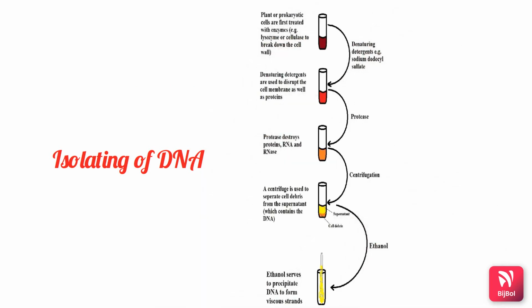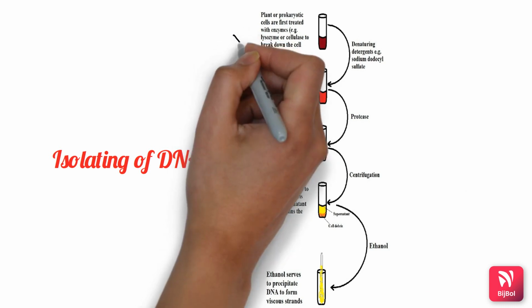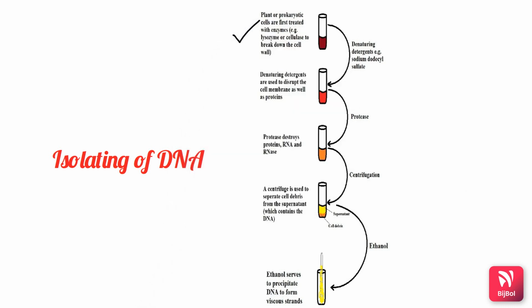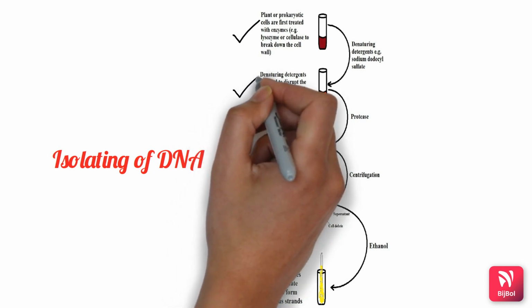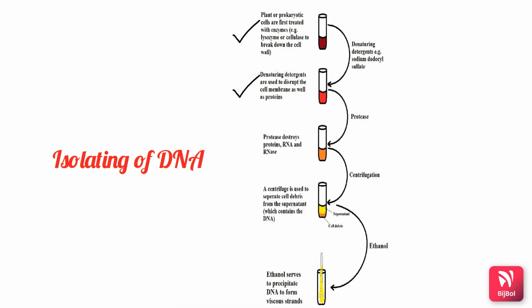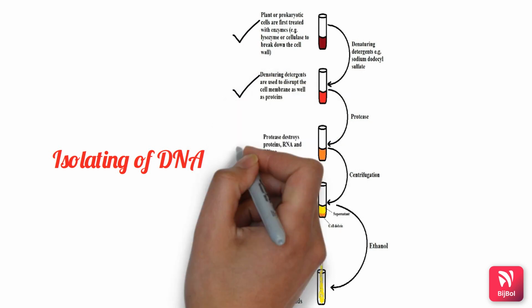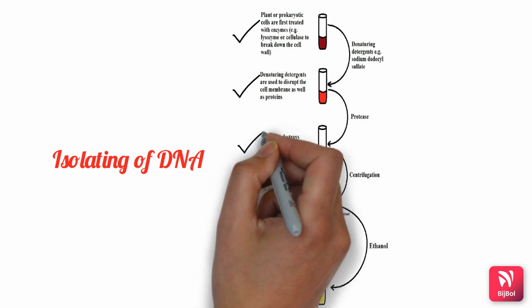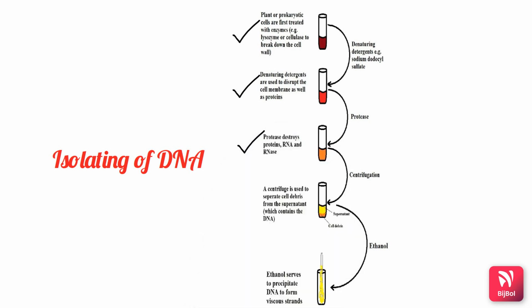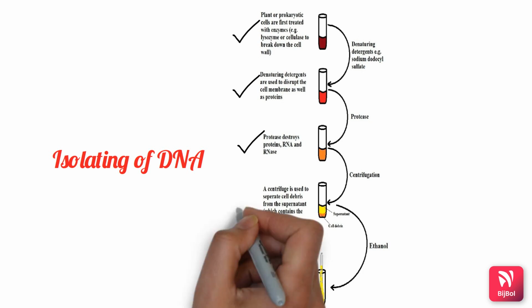In order to isolate the DNA from the cell, first of all the cells should be treated with enzymes called lysozyme or cellulase to break down the cell wall. After that, they are treated with denaturing agents which will disrupt the cell membrane as well as the proteins. Then they are treated with the enzyme protease, which destroys the proteins, and RNase, which destroys the RNA. So till now, the cell membrane, proteins and RNA are disrupted.